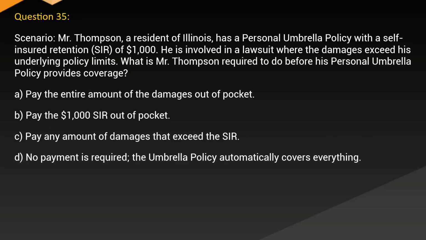Question 35. Scenario. Mr. Thompson, a resident of Illinois, has a personal umbrella policy with a self-insured retention of $1,000. He is involved in a lawsuit where the damages exceed his underlying policy limits. What is Mr. Thompson required to do before his personal umbrella policy provides coverage? A. Pay the entire amount of the damages out of pocket. B. Pay the $1,000 SIR out of pocket. C. Pay any amount of damages that exceed the SIR. D. No payment is required. The umbrella policy automatically covers everything.